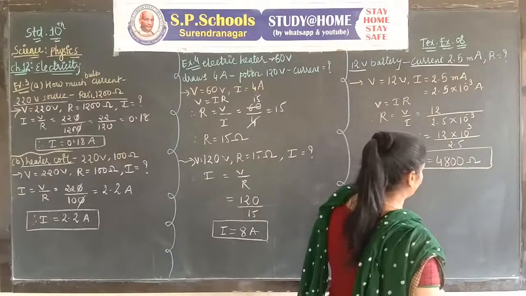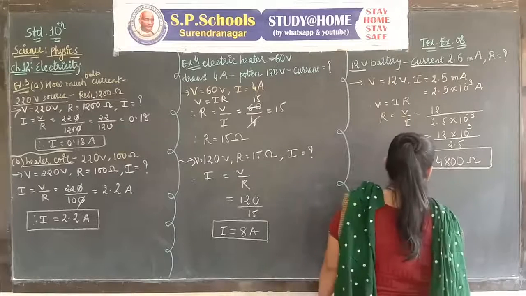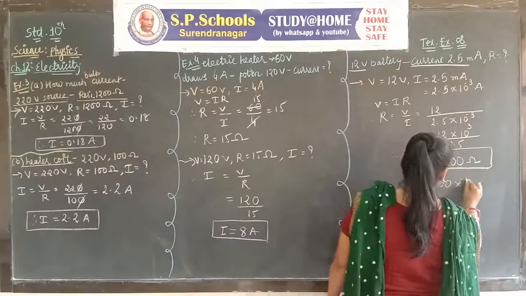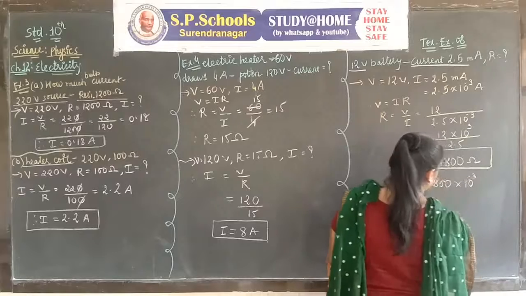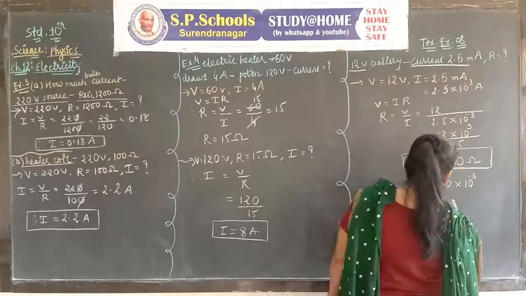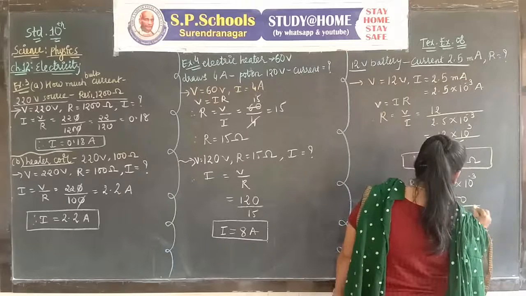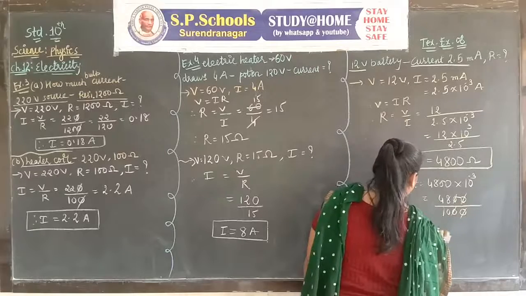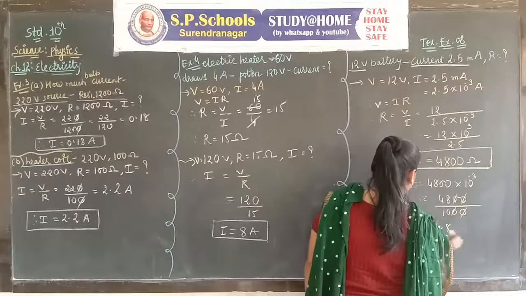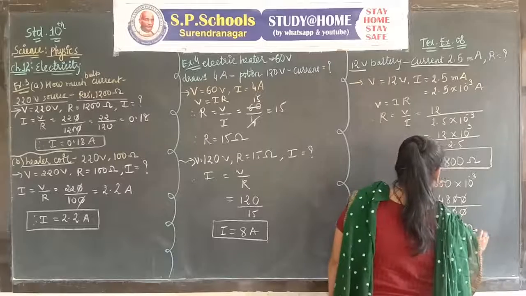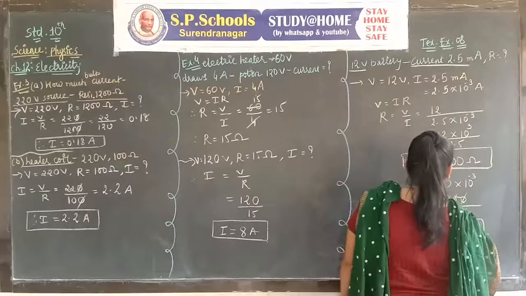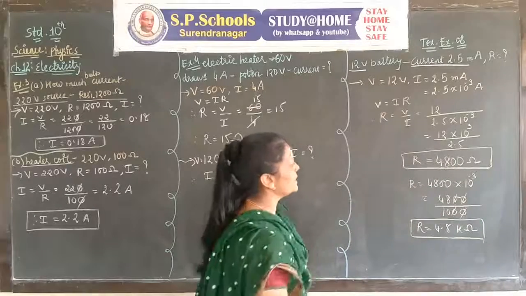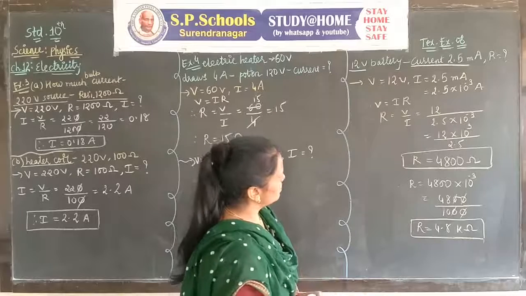If we want to convert it into kilo ohm, R is equal to 4800 multiplied by 10 raised to minus 3. So 4800 upon 1000, 20 will be cancelled. R is equal to 4.8 kilo ohm. We found a large value in ohm, so we convert ohm into kilo ohm.